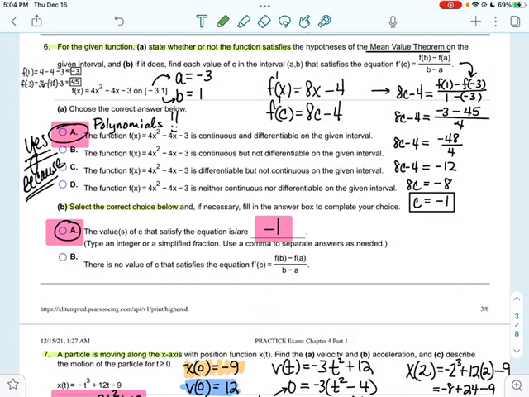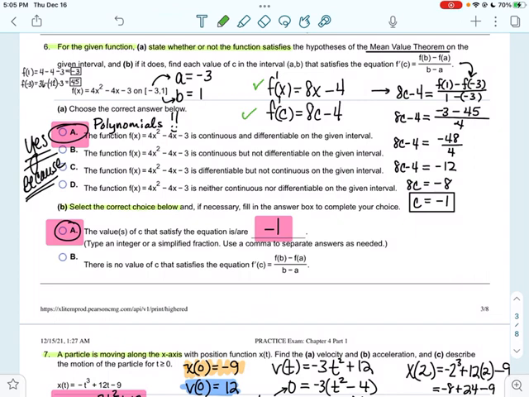So first, we have two conditions for the mean value theorem: that f is continuous on the closed interval a, b, and it's differentiable on the open interval a, b. In this case, the interval is negative 3 to 1. It's a polynomial, so it definitely is. We don't have to worry about anything else, so let's get the mean value theorem. So we've got f prime, and notice we're using f prime of c here.